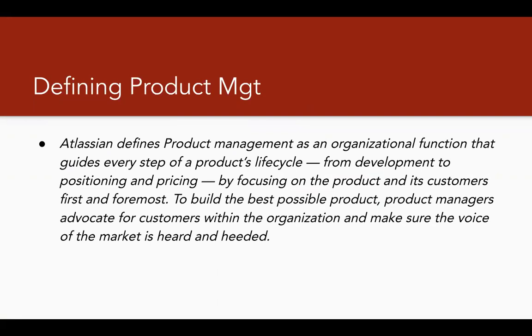So now, this is another definition, from Atlassian. Atlassian defines product management as an organizational function that guides the product life cycle, from development to positioning, to pricing, and making sure that you are solving for the customer. The truth is, product management is basically relationship management. You're trying to maintain a relationship with your customer, and within your organization, with your CTO, your CEO, marketing, sales, and engineering. But you need to know that you're responsible for the product at each stage.